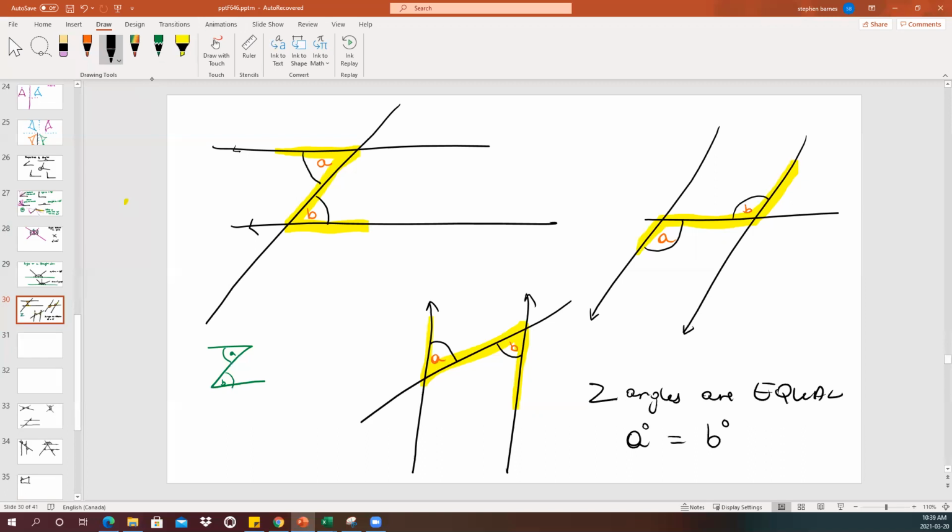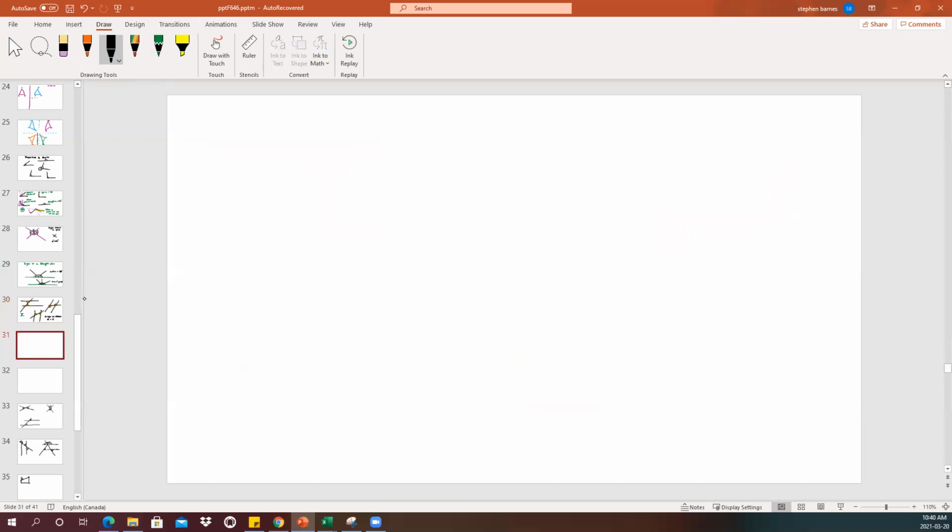One thing I want you to realize is that when we look at the Z angle situation, we notice that the angles are on opposite sides. That's why they're called alternate angles, right? One is on the bottom, this one is on the top, and so on and so forth. I make that point because our next type of angle is going to be what we call a corresponding angle.